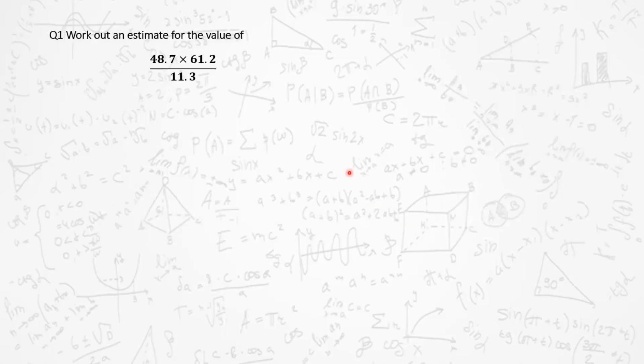Question 1. Work out an estimate for the value of 48.7 times 61.2 over 11.3. So we need to estimate or round each number accordingly. Therefore, 48.7 could be rounded up, 61.2 could be rounded down, and 11.3 could also be rounded down. Therefore, I have 50 times 60 over 10 equals 3000 over 10 equals 300.